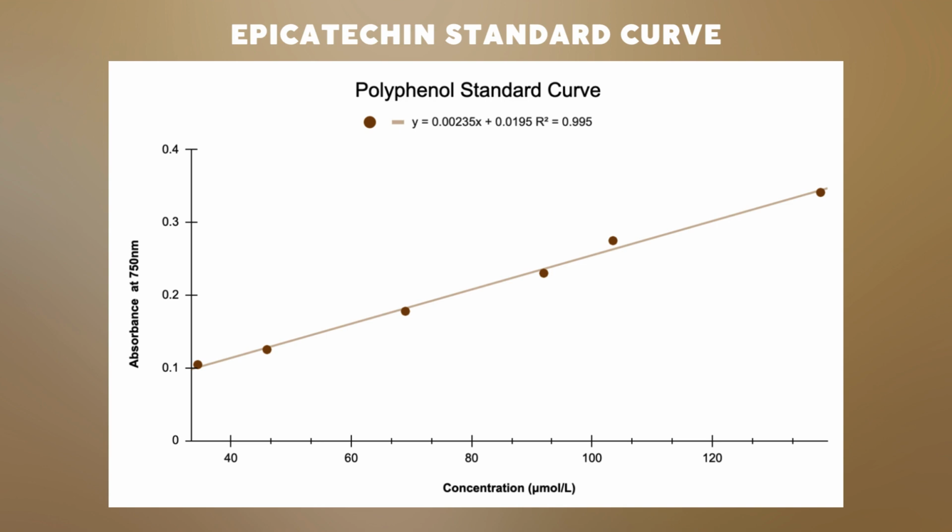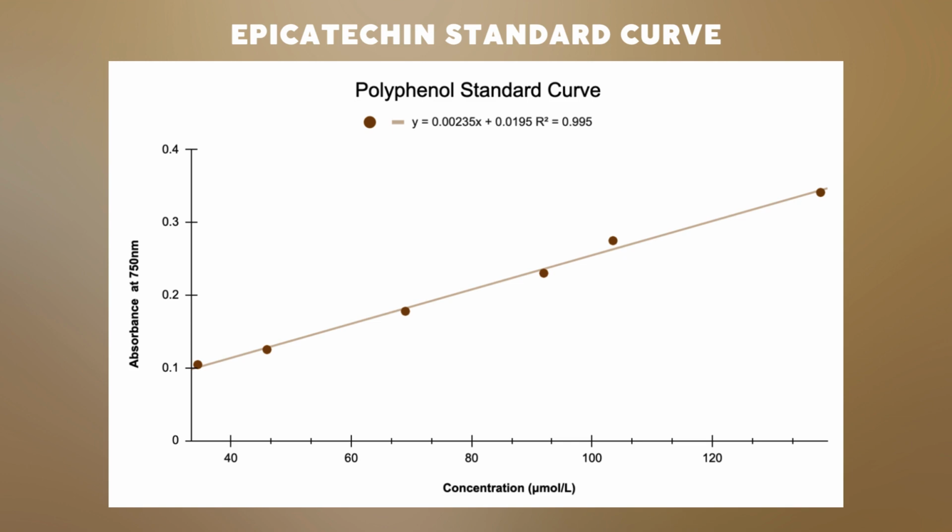This graph shows the epicatechin standard curve. It's the relationship between absorbance and concentration. The epicatechin was used as a reference, and all of the polyphenol amounts were compared to the epicatechin extracted polyphenols. It is a pretty strong relationship.